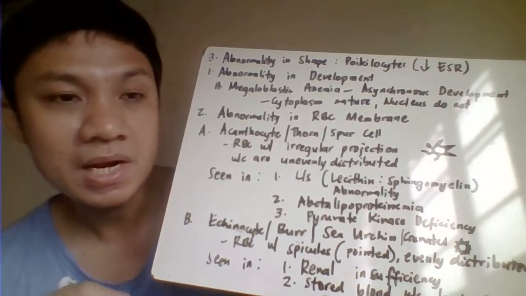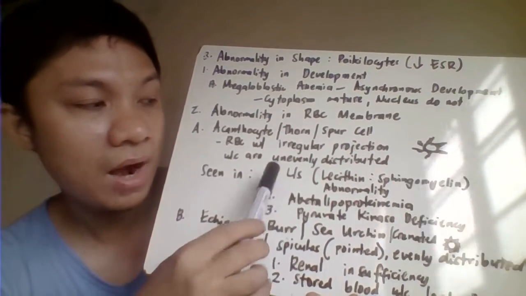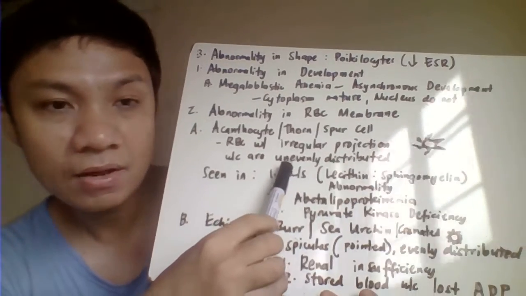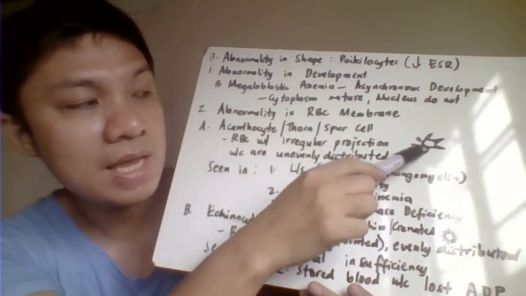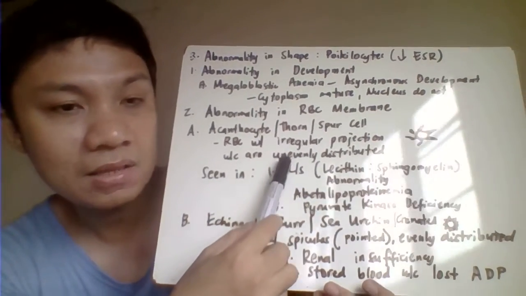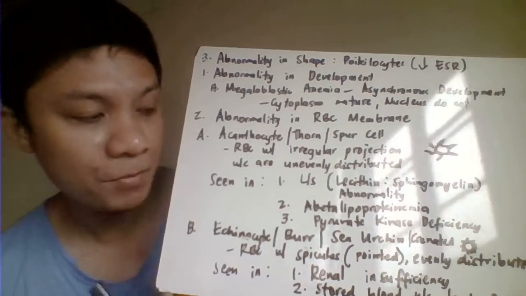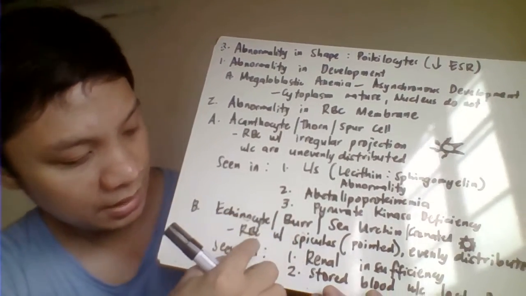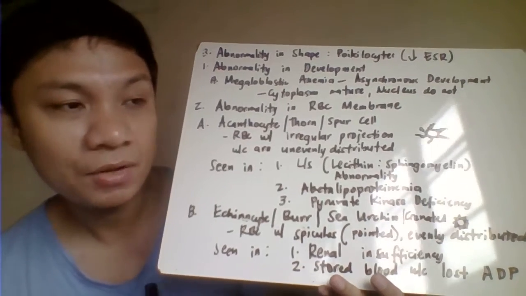But the spicules here, hindi ganun ka-pointed. At the same time, the spicules here are irregularly spaced. Hindi ganun ka-regular ang kanilang spacing. Plus, unevenly distributed. Hindi pantay-pantay. Hindi siya ganun ka-sharp compared with your echinocytes. Okay, your acanthocyte could be seen in the following.